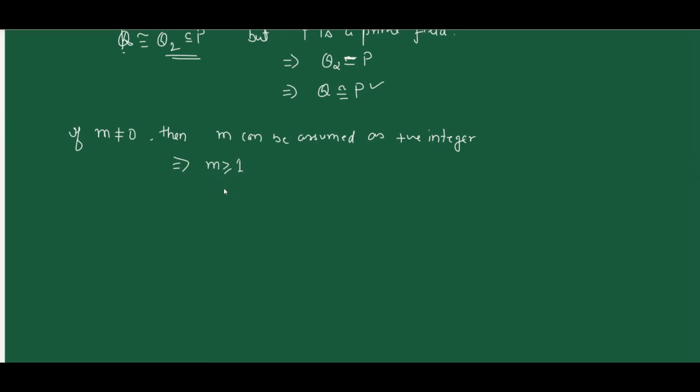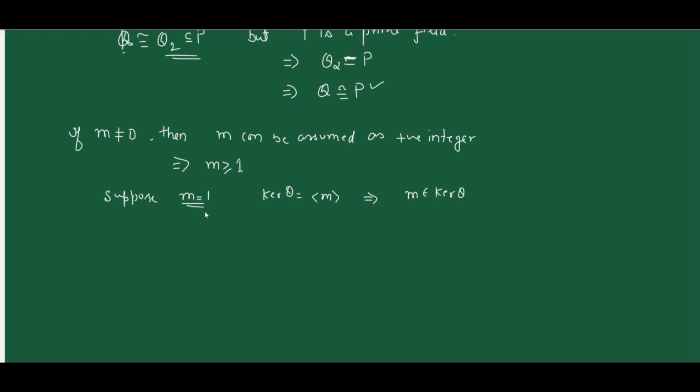Now we will rule out the case when M is equal to 1. It means M cannot be 1. We will now prove that M cannot be 1. Suppose M is equal to 1. Since kernel theta is generated by M, this implies M belongs to kernel theta.